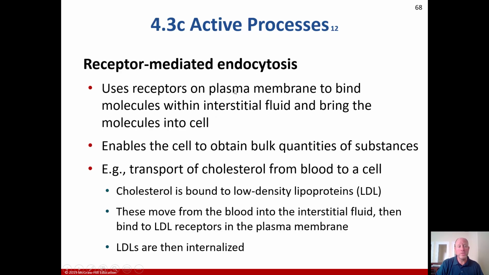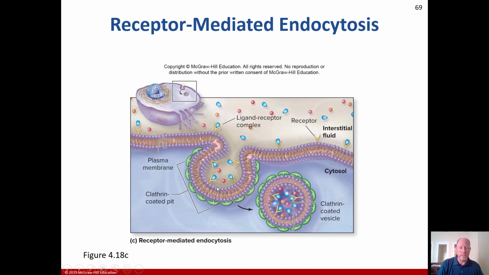And receptor-mediated endocytosis uses receptors on the plasma membrane to bind molecules in the interstitial fluid and bring the molecules into the cell. It enables the cell to obtain bulk quantities of substances, like the transfer of cholesterol from blood to a cell, and of course that cholesterol is bound to a low-density lipoprotein, LDL, right? They move from the blood into the interstitial fluid, then they bind to LDL receptors in the plasma membrane, and then they're internalized. And then you can see, in this case, that ligand-receptor complex, which we'll come back to later, a receptor there with interstitial fluid here, and when we're talking about receptor-mediated endocytosis, we'll see that plasma membrane open up here, creating this clathrin-coated pit, and it'll coat that vesicle.